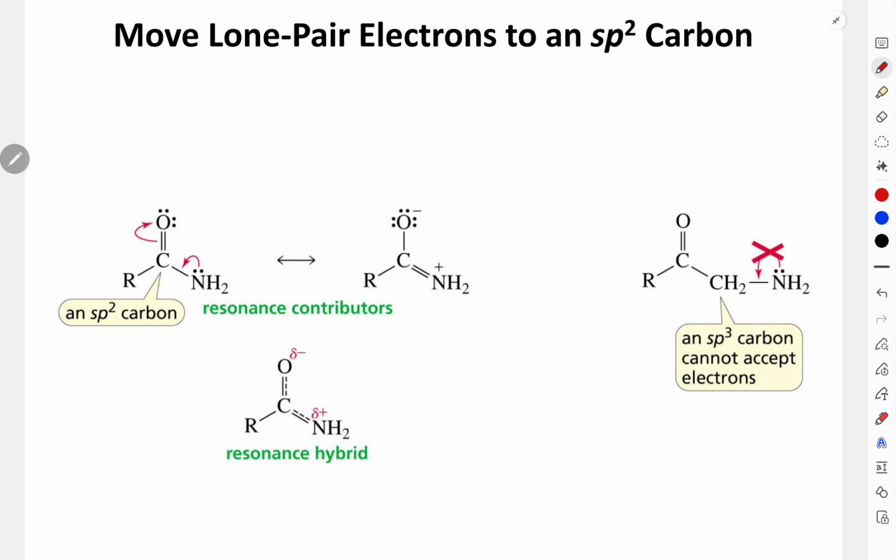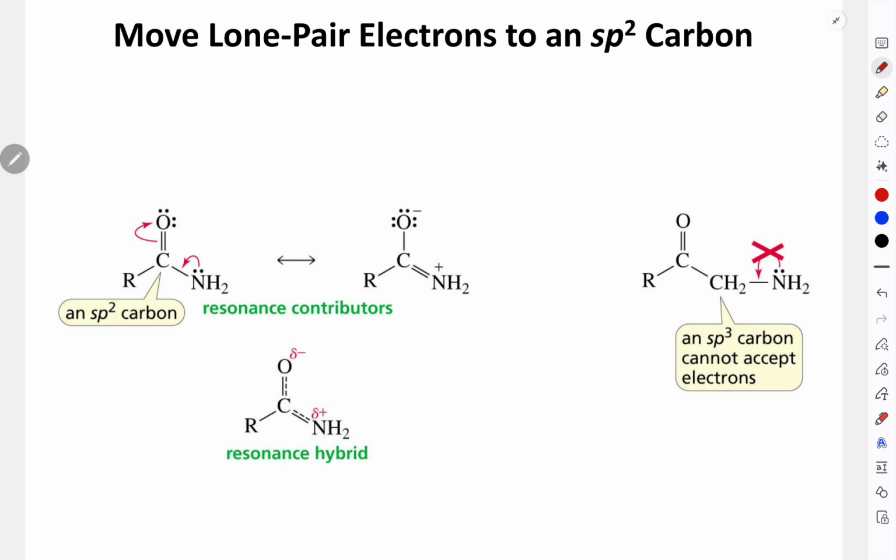And at the same time, there's a movement of the pi electrons, initially forming the double bond between carbon and oxygen. And this will create the delta negative charge on this resonance hybrid. You have O minus in the second contributor.